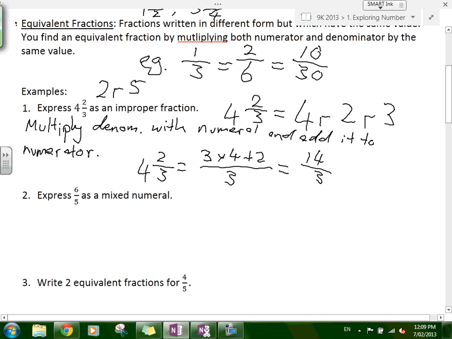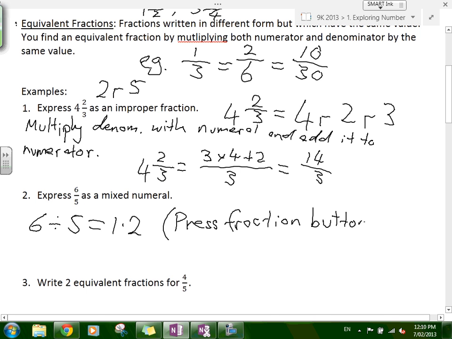Right. Now the other thing, for this one, express 6 over 5 as a mixed numeral. All you need to do here is do 6 divided by 5 on your calculator. So what you're going to get is 1.2, and then if you press the fraction button, it will convert it to 1 and 1/5. Right. So 1 and 1/5.